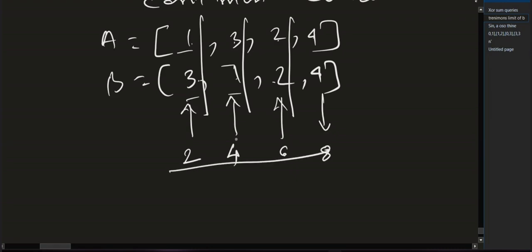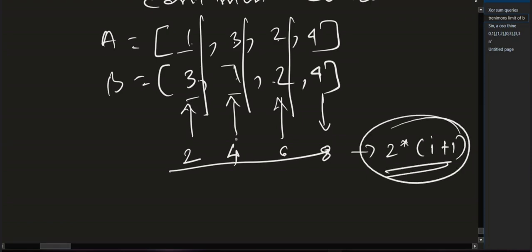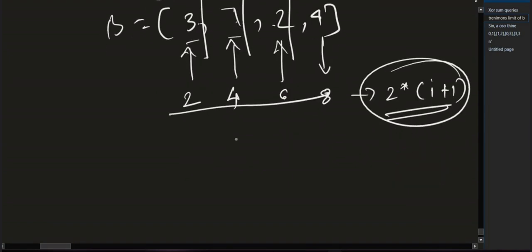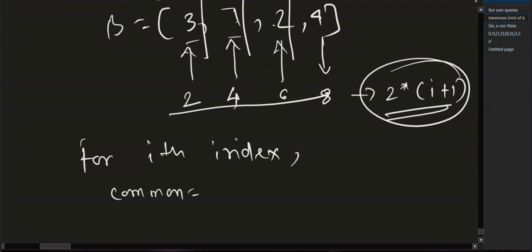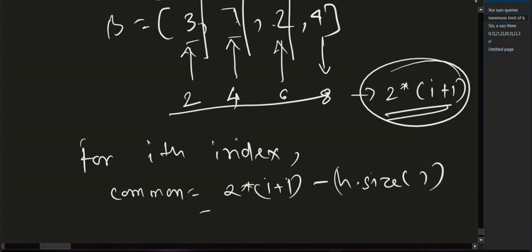So you can observe this pattern and make a formula, that is 2 times (i plus 1). This is basically the total distinct elements which can exist till now, till the ith index. So my observation was, for the ith index, the common elements count is equal to total distinct elements minus the number of distinct elements found till then.